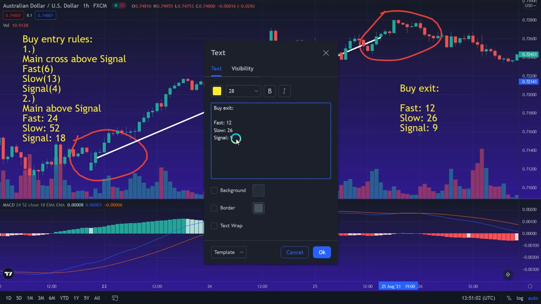So we are using the default one here for the exit rule. As you see, the fast is 12, the slow is 26, and the signal line is 9. It is our first condition. And our first condition is that the main line has to cross above the signal line with these parameters.